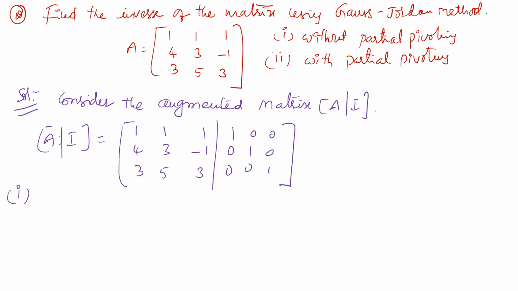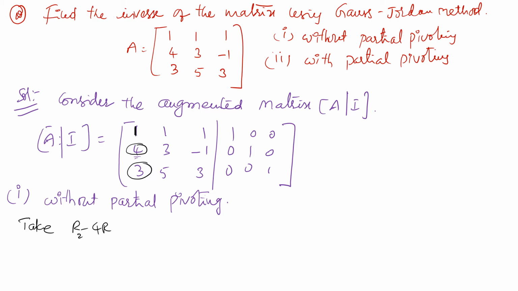Now the first one is without partial pivoting. What is the meaning of without partial pivoting? It means proceed as usual. No need to take the maximum value to the 1 1 position. So what is the first operation? First I have to make these two elements 0 using this 1 1. Take R2 minus 4R1 and R3 minus 3R1.